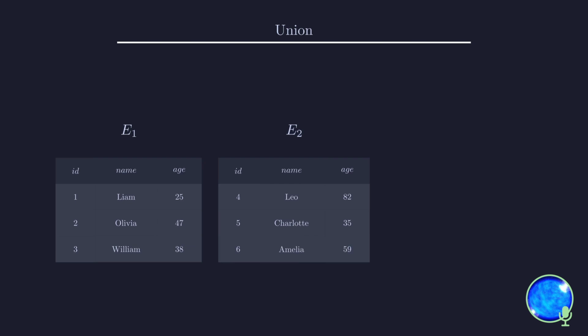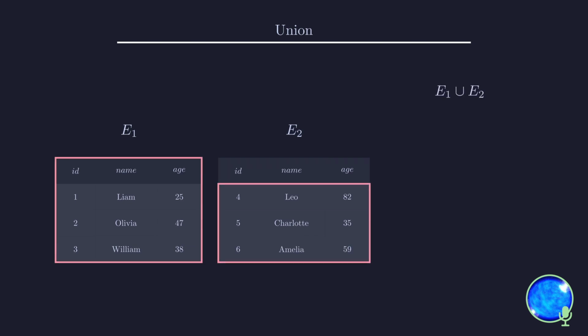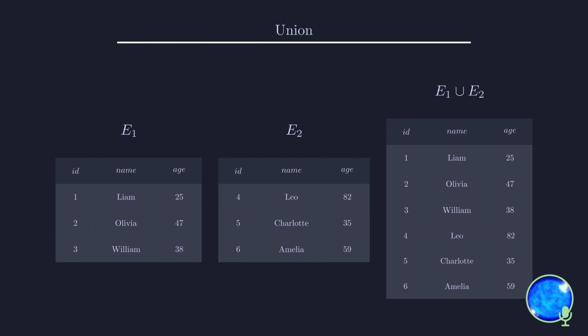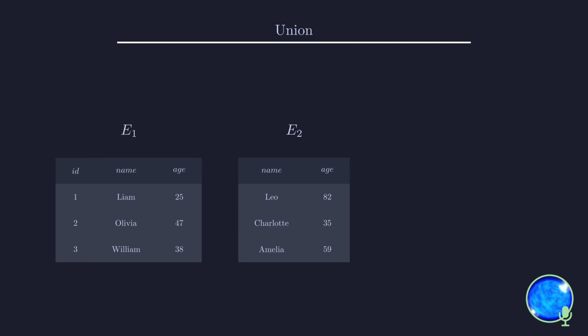Let's take a look at an example. Here, the union of E1 and E2 can be performed since E1 and E2 are both relations with the same degree defined on the same attributes and domains. But what happens if we remove the ID column from E2? Now, union between E1 and E2 is impossible because E1 and E2 are not union compatible.